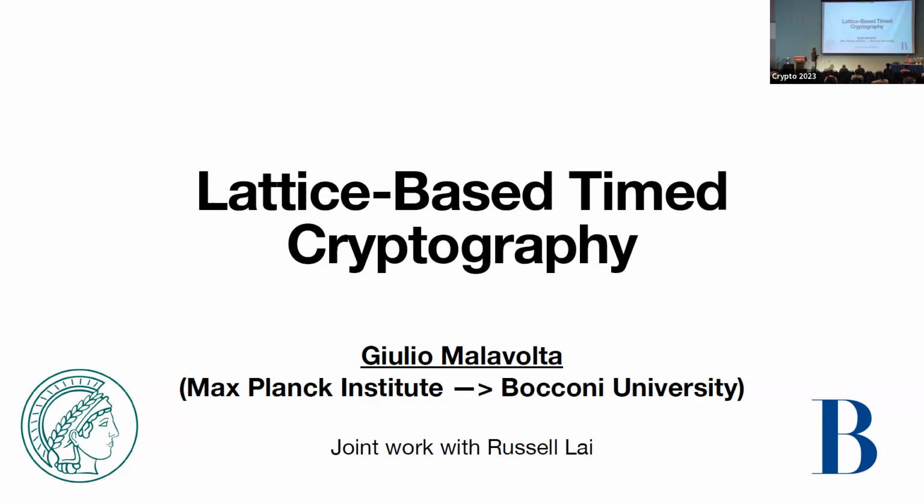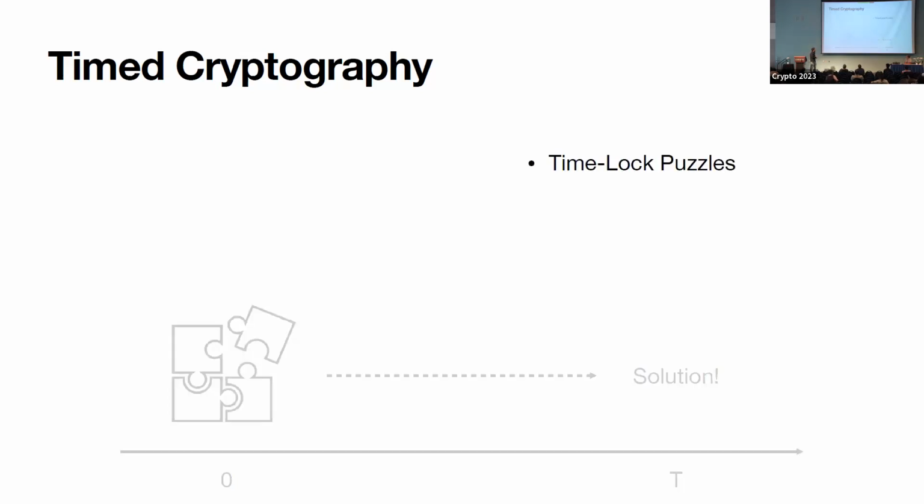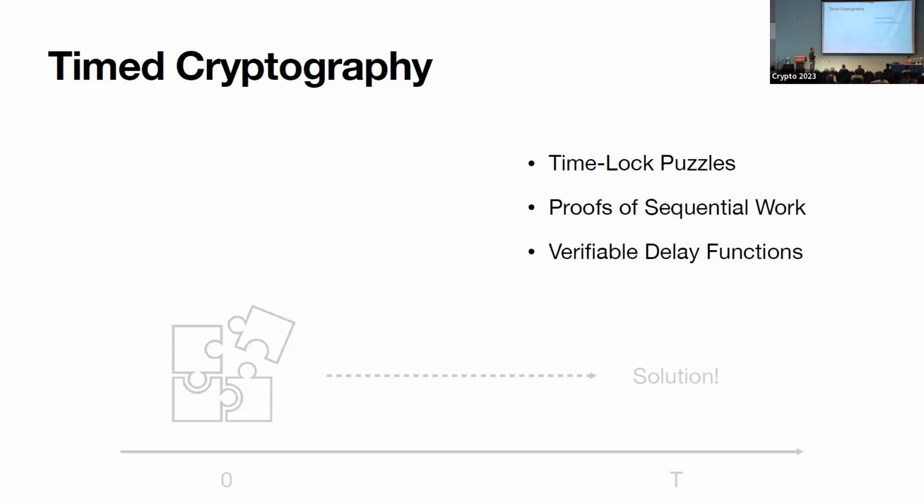Okay. So as Chris mentioned, this is joint work with Russell, and we're going to talk about time cryptography. Let me start by telling you what time cryptography is. In my view, time cryptography captures all of the cryptographic primitives whose security properties are required to hold only for a predetermined amount of time. Some primitives that you may have heard of that belong to this class are time lock puzzles, proofs of sequential work, and verifiable delay functions.